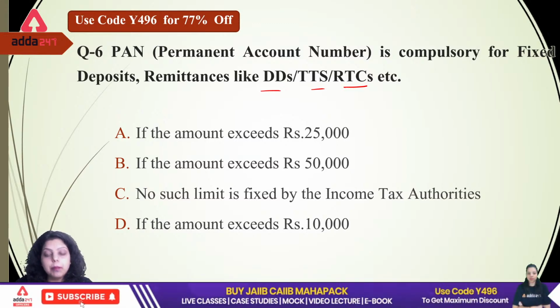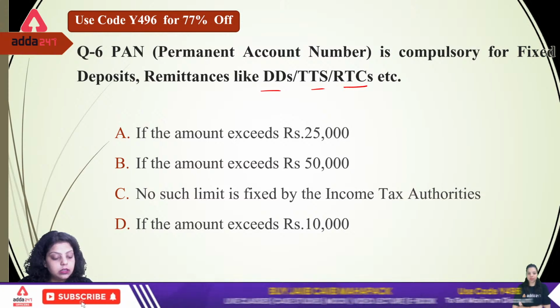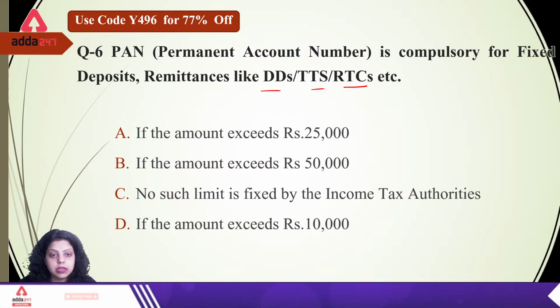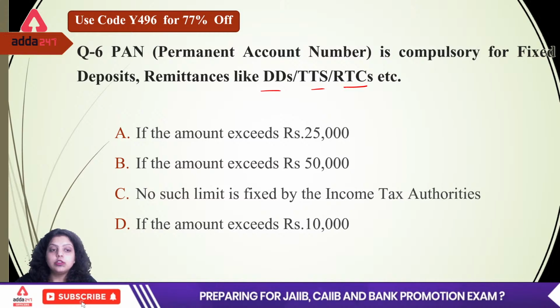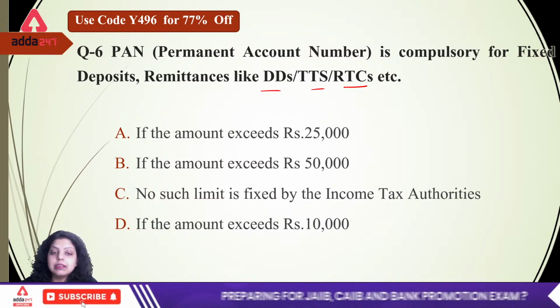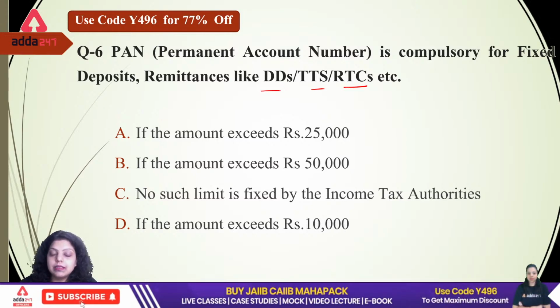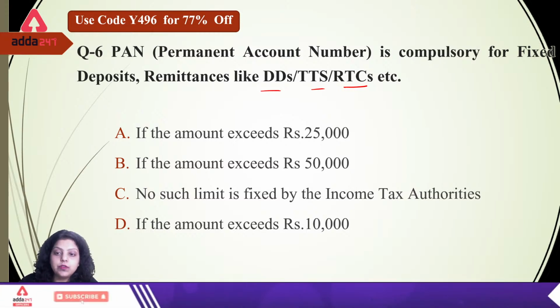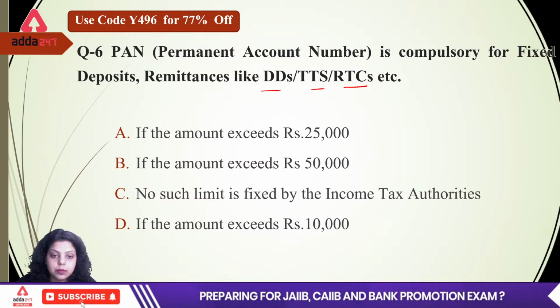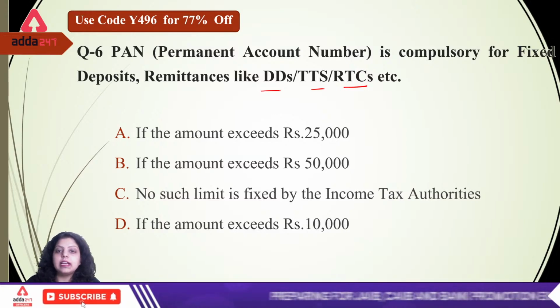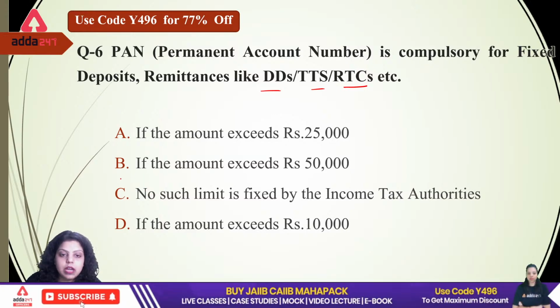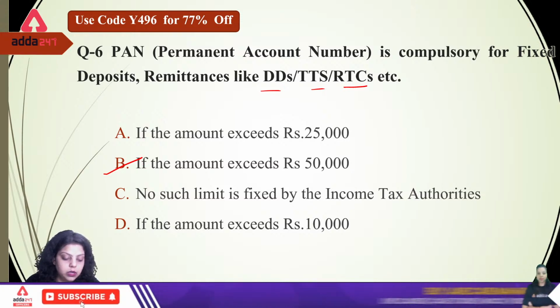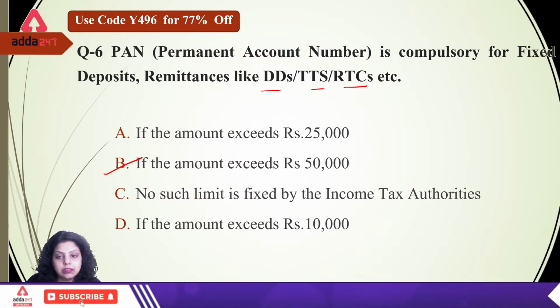So if the amount, okay, sixth is B, B is your 50,000, okay. So when we are talking about the permanent account number being compulsory for fixed deposit and remittances like DDs, TTs or RTCs, if the amount exceeds 50,000, due to structuring of deposits, then you have to give that. So the right answer will be that is if the amount exceeds rupees 50,000. Very good. So the right answer for the sixth question is B.